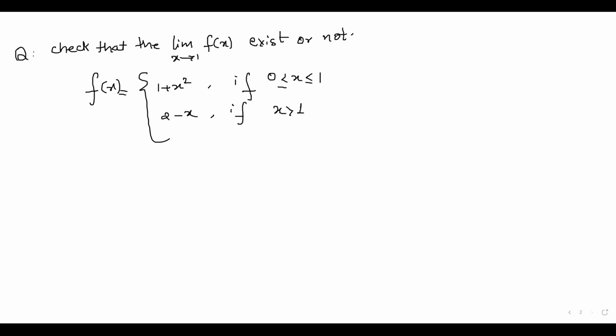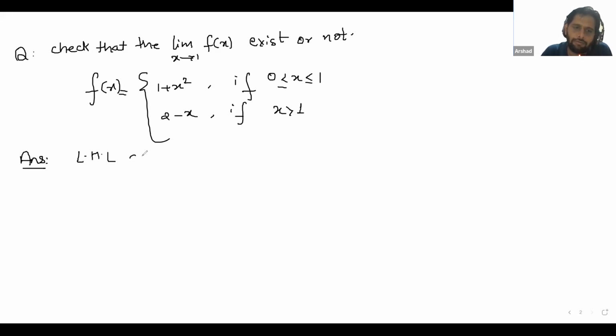Okay, then please check here how we need to solve this. First of all, we will find LHL at x is equal to 1. So we will write like this, limit x tends to 1 minus f(x). 1 minus doesn't mean that it is minus 1. 1 minus means that we are approaching 1 from the left side. Please note down this. This is not minus 1. This is a 1 minus, which means we are approaching this value 1 from the left side. So limit x tends to 1 minus f(x).